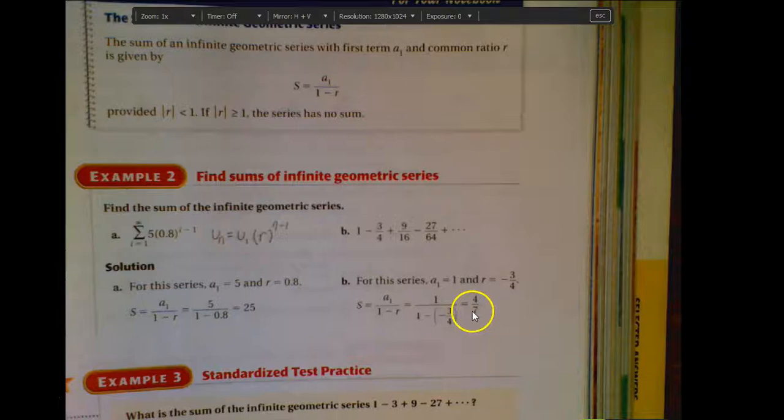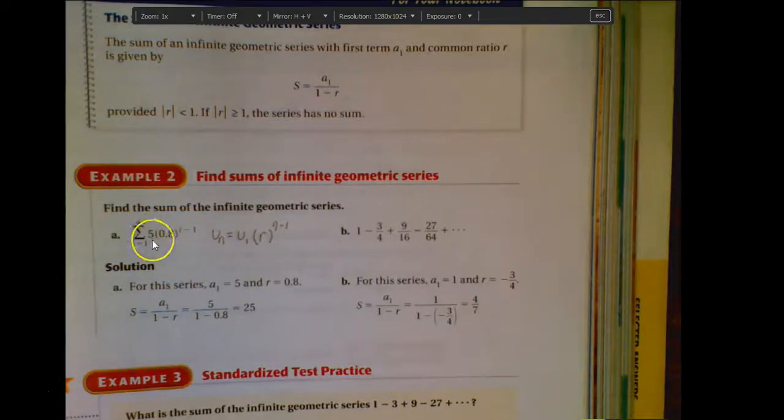Do keep in mind, this only worked because my common ratio is a number between -1 and +1. Because it's a number between -1 and 1, that's why I was able to go ahead and say that this is my answer. If it's not a number between positive and -1, you simply have to say that the sum does not exist. There's no solution to that, so you can't do it.